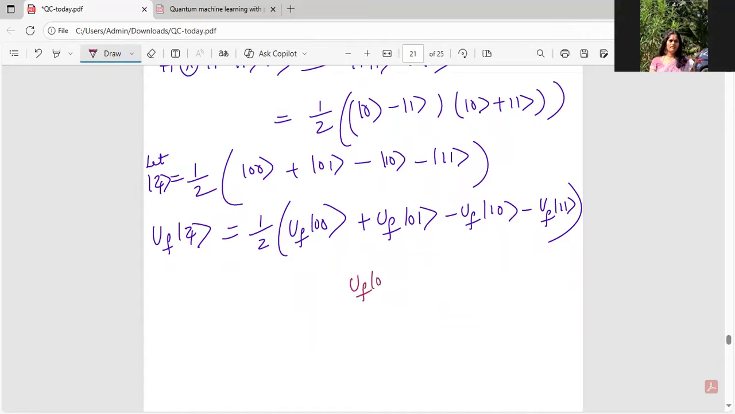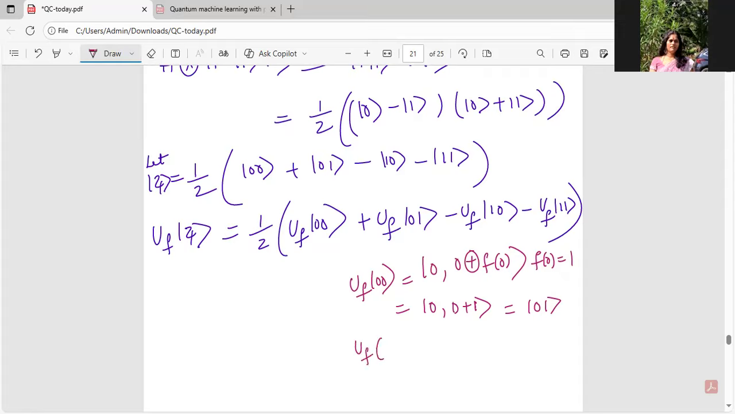U_f of 0, 0. How does it work? As 0, comma 0 XOR f of 0, for which I will be needing the function value, guys. Okay. Now, what is f of 0? Whether it is f of 0 or f of 1, it is 1 only because it's a constant function. So, what happens? 0, 0 plus 1 becomes 1. 0 plus 1. Again, there's a shorthand notation, guys, that we'll be using, which is 0, 1. I can write like this.